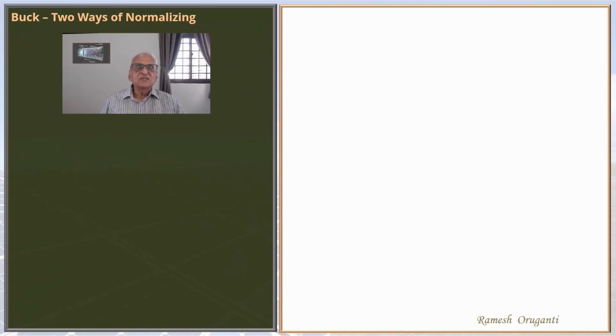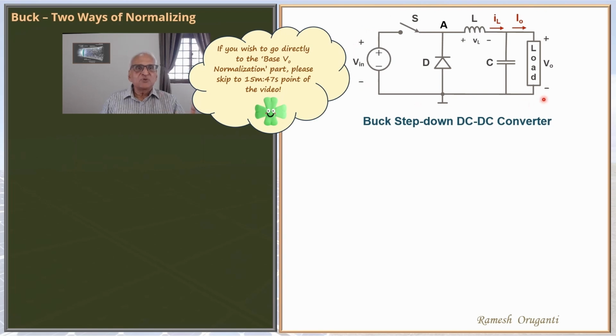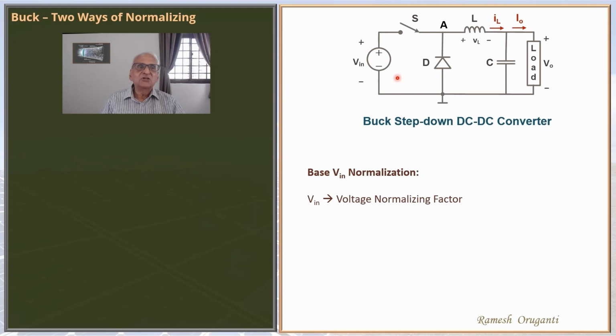First, we will see the base V-in normalization. In base V-in, we use the input voltage V-in as the normalizing factor for voltage. That's an obvious thing to do. You're feeding some input voltage, so you know the input voltage. Let's use that as the normalizing factor.